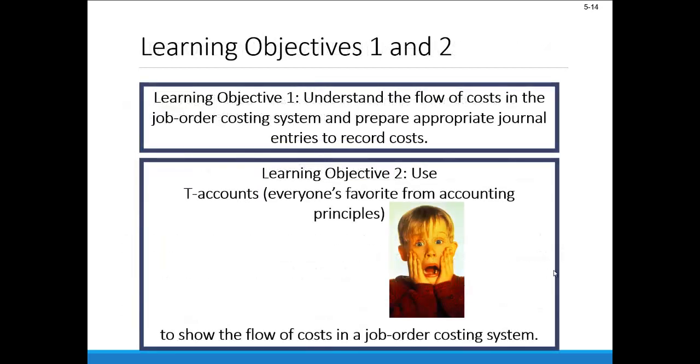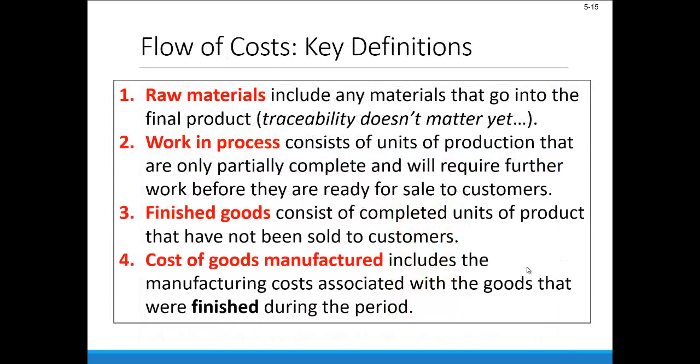Okay, so learning objectives 1 and 2 then were to understand the flow of cost in our job order costing system and prepare appropriate journal entries, and then to use T accounts to show the flow of costs in our job order costing system. And I know those are everyone's favorite from accounting principles, and we're not going to use them a lot in this class, mostly just in this chapter. So a couple more quick definitions, some of which you're already familiar with probably. First is raw materials. So raw materials are any materials that go into the final product. We don't have to worry about traceability in terms of being direct or indirect quite yet. Raw materials is an inventory account, shows up on the balance sheet.